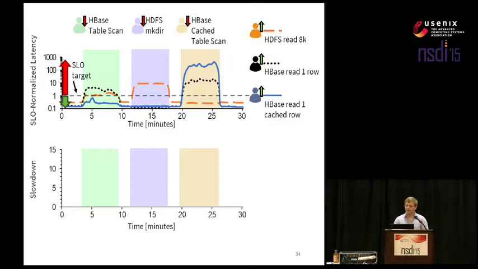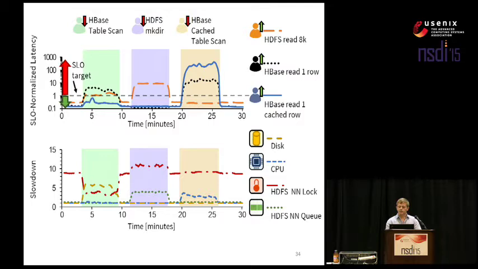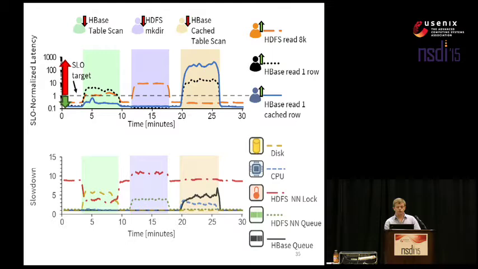The HBase table scan scans a lot of data on disk, thereby increasing disk slowdown. CPU is overloaded by the HBase cache table scan because the table is already in memory. The HDFS file system metadata lock is heavily loaded for the duration of the experiment, but increases when the client is more aggressive. That client also increases the slowdown on HDFS's incoming RPC queue. And finally, the HBase incoming RPC queue is overloaded by the HBase cache table scan.